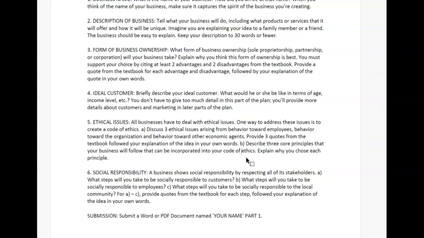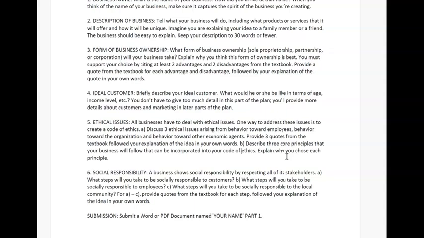And then describe 3 core principles that your business will follow and incorporate into your code of ethics. Okay, that's also explained in chapter 2. Explain why you chose each principle. Okay, and then 6, social responsibility. So that's a topic in chapter 2. The business shows social responsibility by respecting its stakeholders. What steps will your business take to be socially responsible to customers, to employees, to the local community? Okay, so you need to answer each one of these, and for each one of them, provide a quote from the textbook, followed by your explanation.